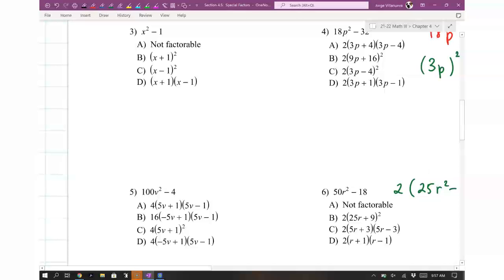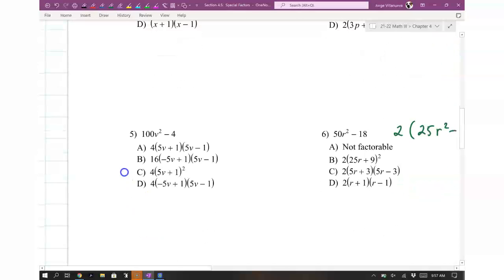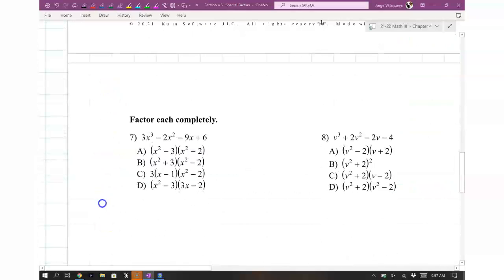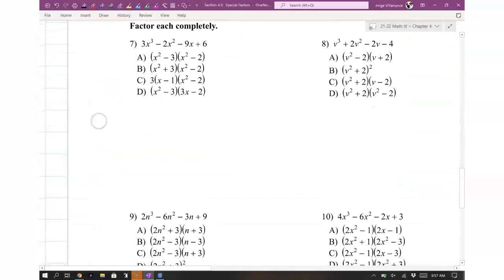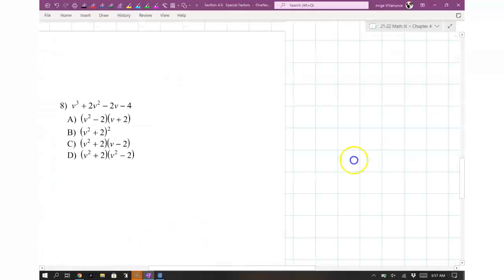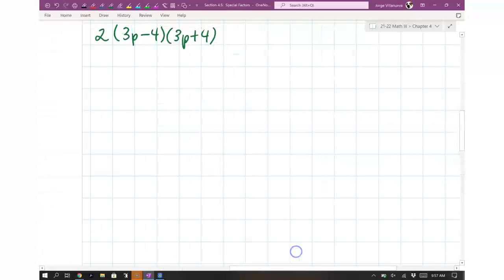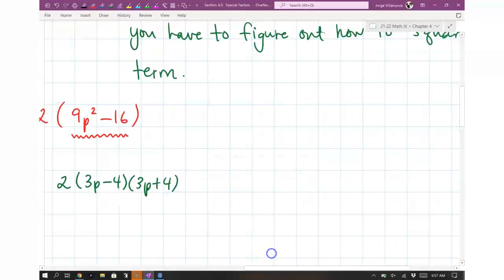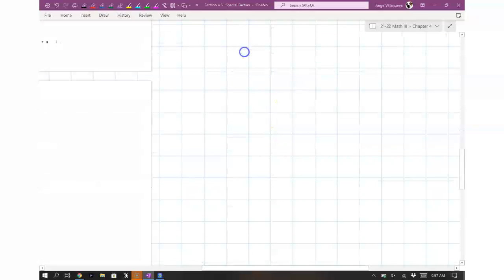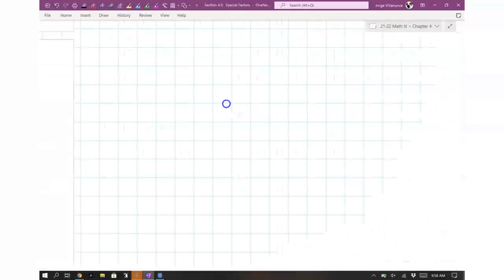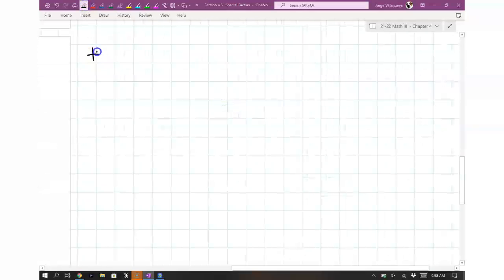Okay? Now, let's look at the grouping stuff. Okay? So you guys have 4 problems based on grouping. So let me show you what you do on grouping. Let me go back to some notes here. You know what? I'll do it on the second page since this is where the assignment is. So factor by grouping.